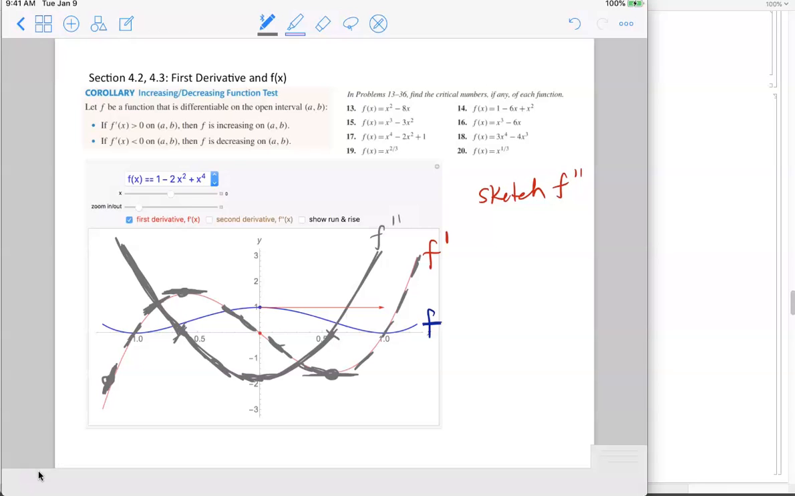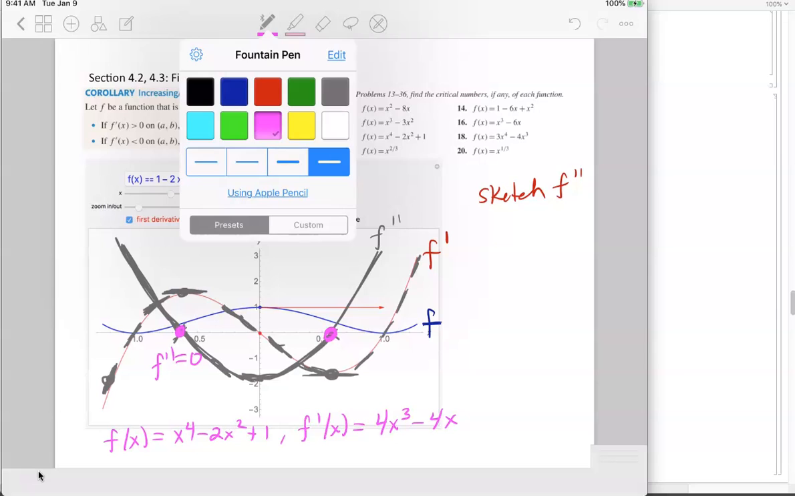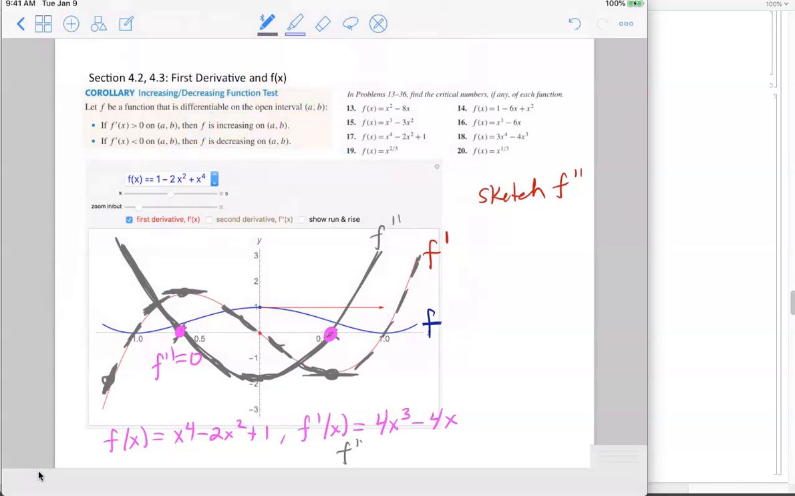Okay, so what we're seeing here is a place right here and right here. We can see that the second derivative is equal to 0. Okay, for the function f of x being x to the fourth minus 2x squared plus 1, we know that the derivative is equal to 4x cubed minus 4x, and the second derivative became 12x squared minus 4.